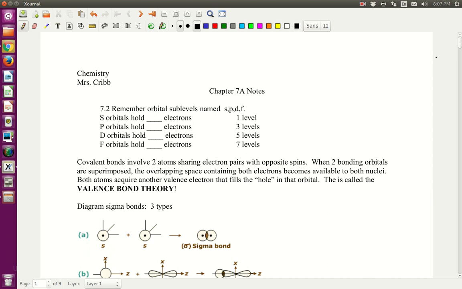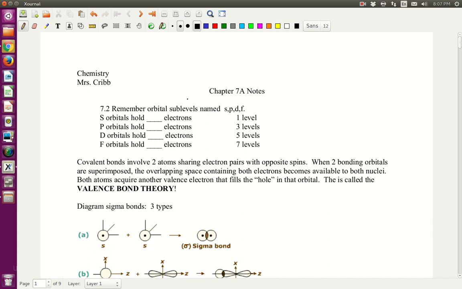Hi, this is Mrs. Cribb, and we are going to go over the beginning of the Chapter 7 notes. Now, Chapter 7 will be some information that we're not going to test on unless you're in honors chemistry, but we do need to get familiar with it because it helps us understand polar bonds, and we do have to understand that according to the standards.